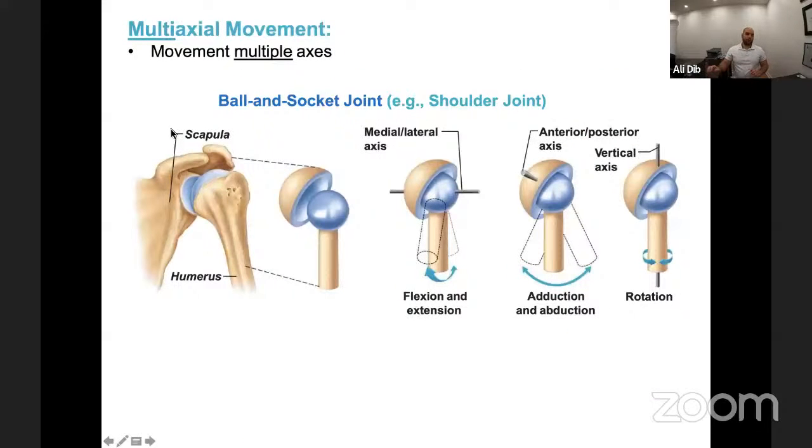Okay, and then we got multiaxial movement as well. And these are my favorite joints. They're also the more complicated joints. So we got the shoulder joint. Which joint am I missing here though, guys? What else is a ball and socket joint? So we'll see if we get some answers for that. And right away, we're already getting answers.